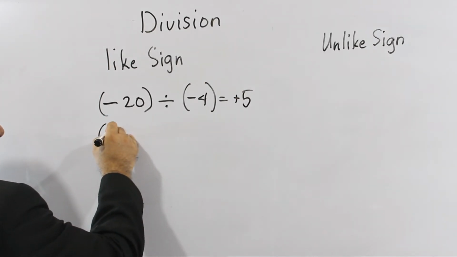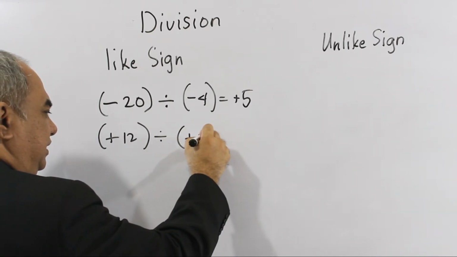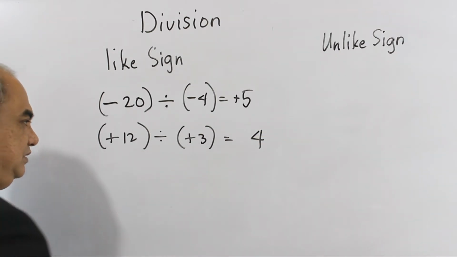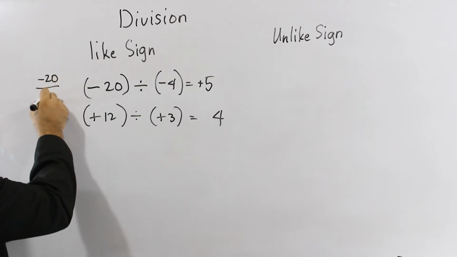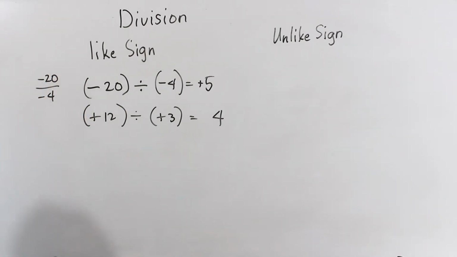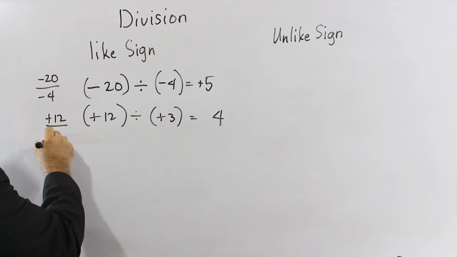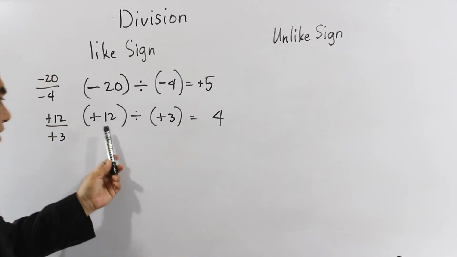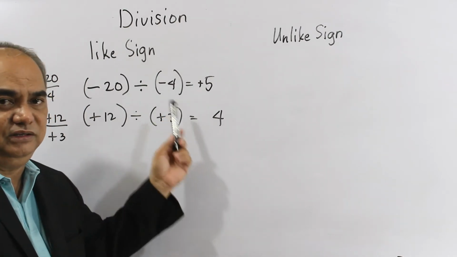Another example is positive 12 divided by positive 3. You get the quotient of this is 4, and then the answer is positive also. These two can be written as negative 20 over negative 4. As you can see, this is in the form of a fraction, and the answer is still the same. Just like this one, we have positive 12, or simply 12, divided by positive 3 will also give us 4. The problem can be written this way or this way. Alright, so I think there's nothing confusing about this like sign.